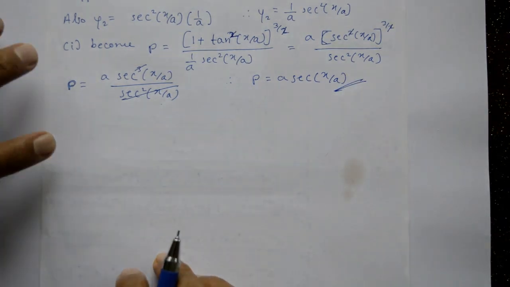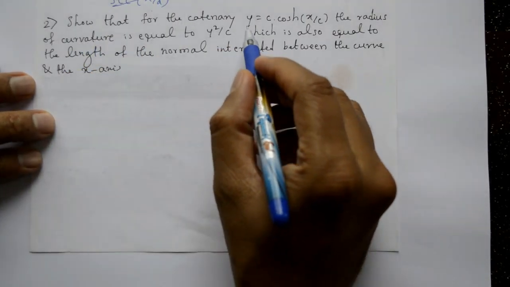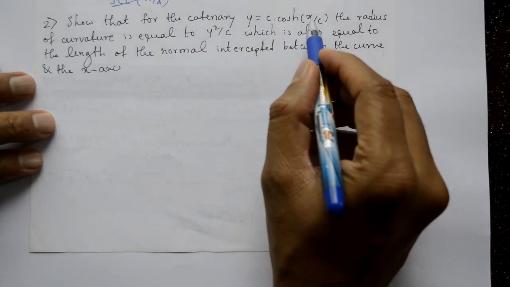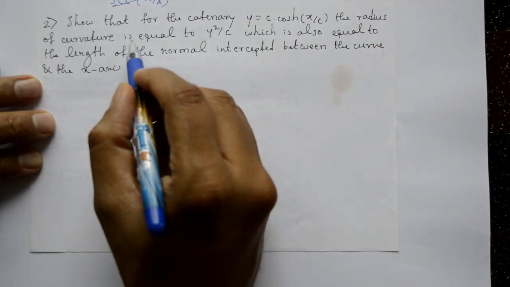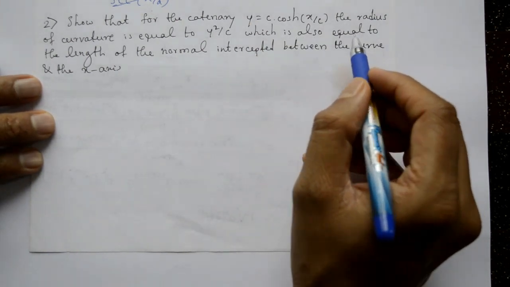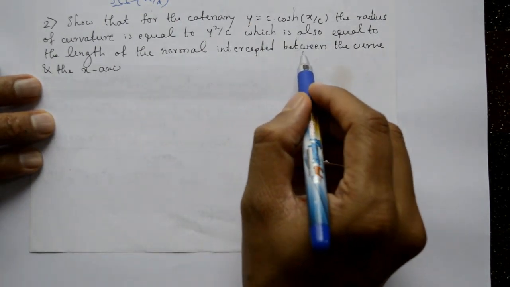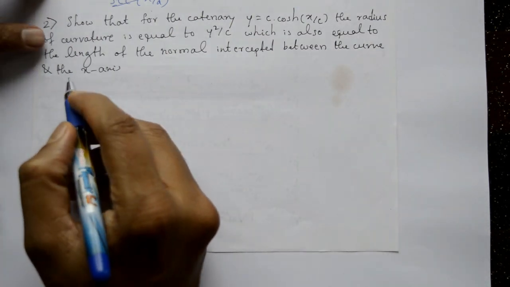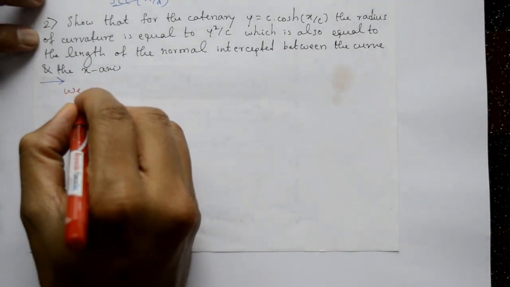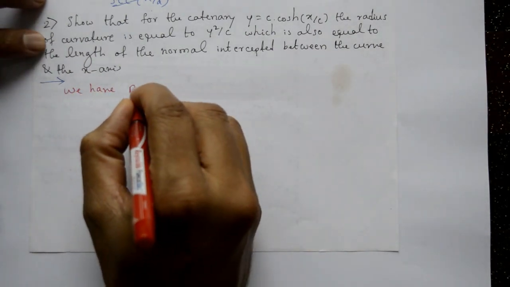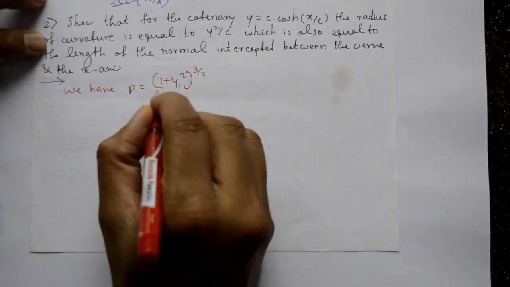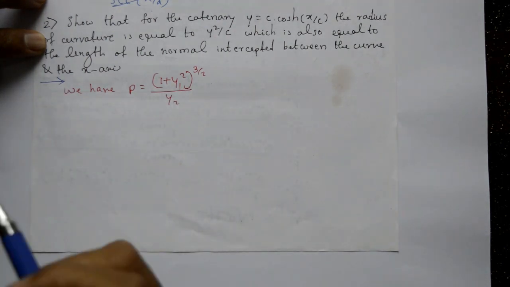Required result. Show that for the catenary y = c cosh(x/c), this is the hyperbolic function, the radius of curvature is equal to y squared by c. We require y squared by c, which is also equal to the length of the normal intercepted between the curve and the x-axis. Now solution. Now formula: in Cartesian form, rho = (1 + y1 squared) whole raised to 3/2 divided by y2.